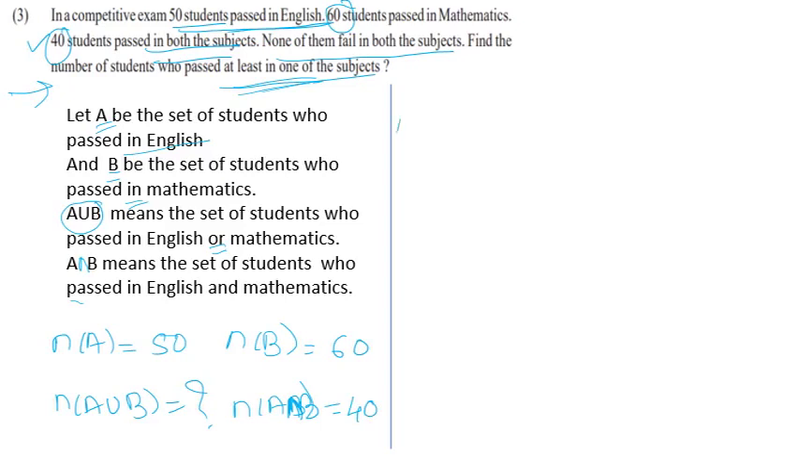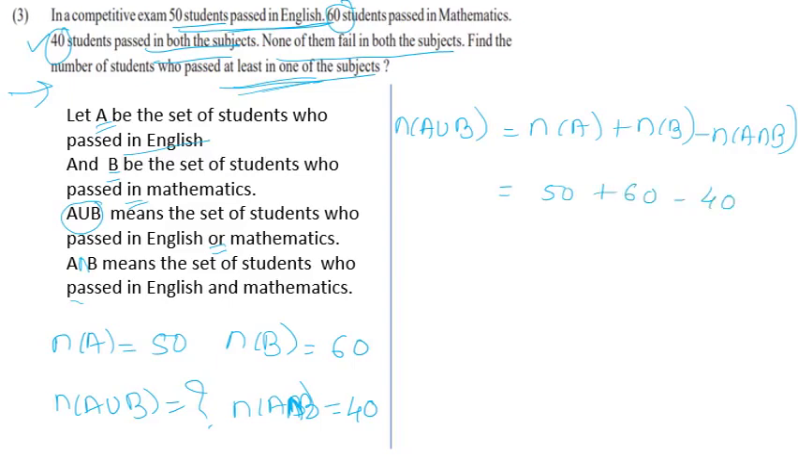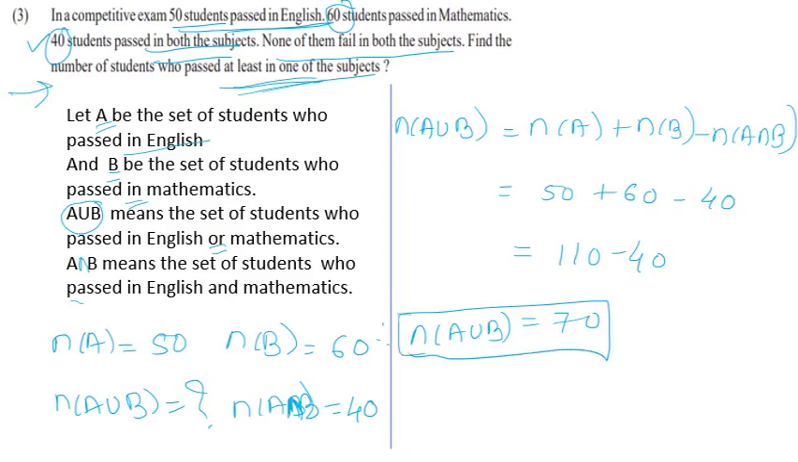Now write the formula. N of A union B equals N of A plus N of B minus N of A intersection B. Now substitute the values. N of A is 50, N of B is 60, minus N of A intersection B, 40. 50 plus 60 is 110, minus 40 equals 70. That means N of A union B equals 70. Therefore the answer is 70.